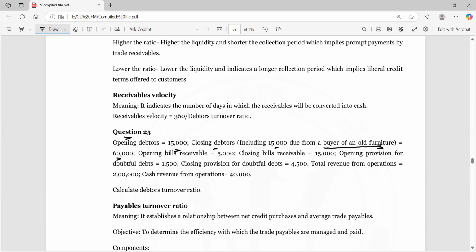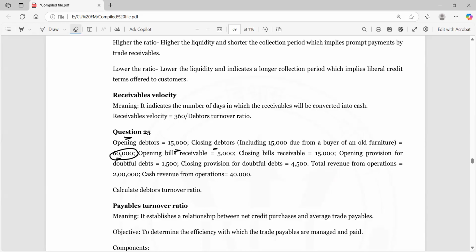So this closing debtors of 60,000 should not include this 50,000 rupees, because this buyer is not a debtor for the company, right? Who is a debtor? A person who is purchasing the goods in which you are trading on a day-to-day basis is a debtor. But here you have sold an old furniture and this is not your core business operating activity. So this 50,000 should be excluded. Is this clear? Any doubt in this? So now closing debtor is how much?